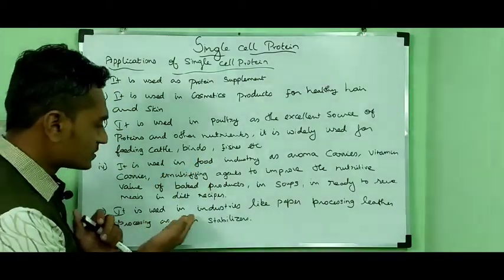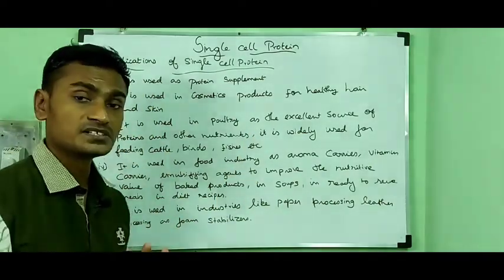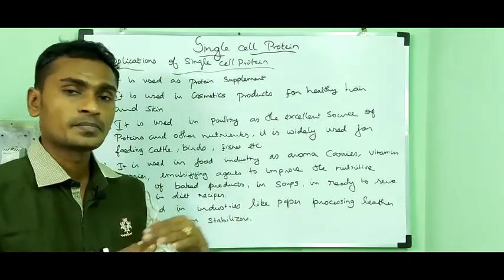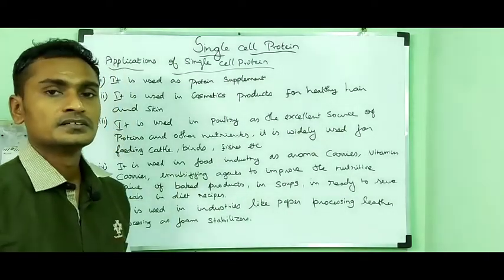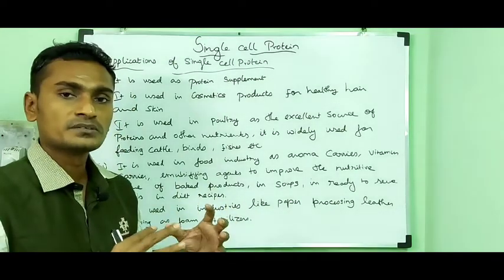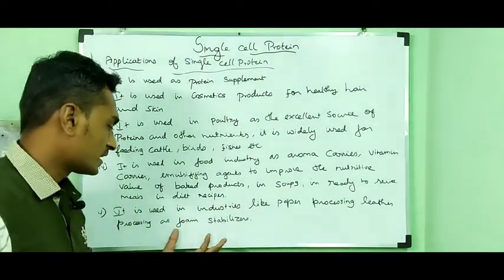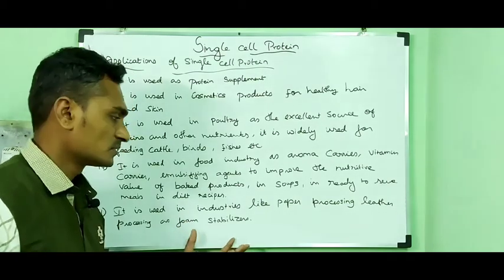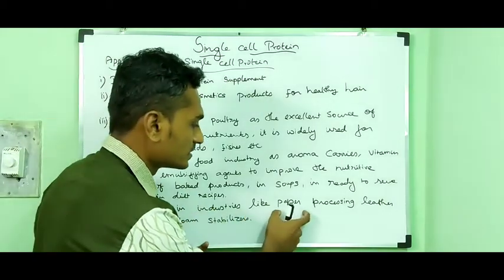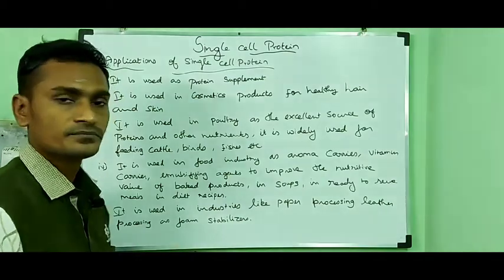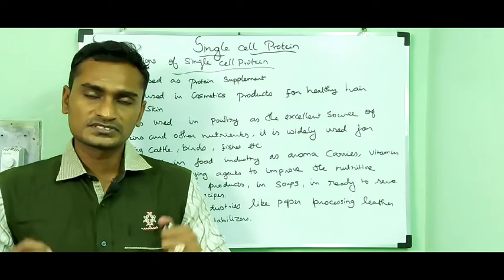Then it is used in industries like paper processing, then leather processing as a foam stabilizer. That means by using the single cell protein, it makes the quality of paper and leather high. So it can act as a foam stabilizer. So that's all about the application of single cell protein.